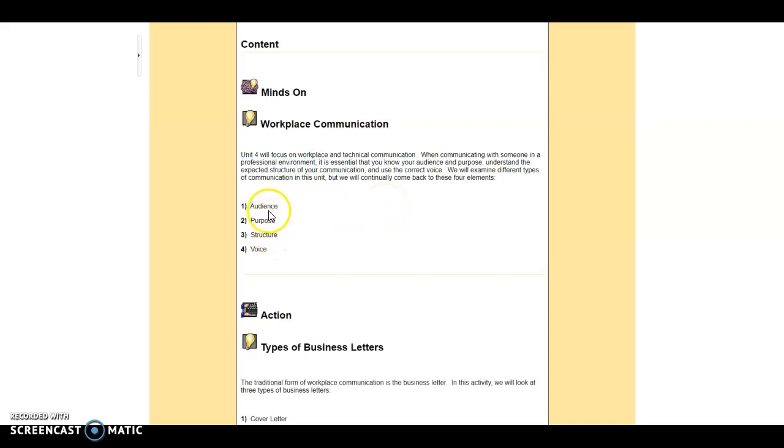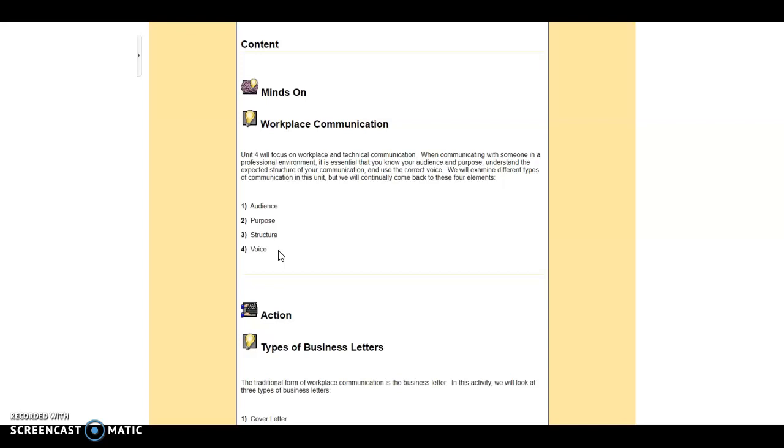Okay. And there are four terms that I want to emphasize right from the start here, because no matter what type of communication we look at, we're going to keep coming back to these four terms, and that's audience. The idea is you need to know the audience that you're writing to or that you're trying to communicate with. Purpose, you need to know the purpose of your communication. Structure, you need to understand the structure or the format that you're expected to use in that type of communication. And voice, so what type of voice or tone are you using when you're communicating?